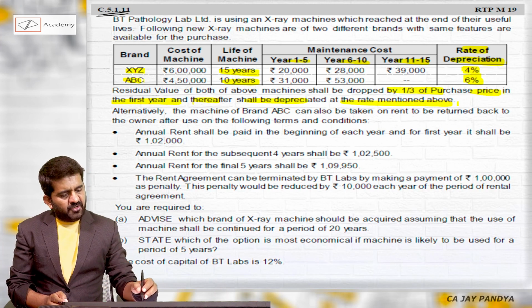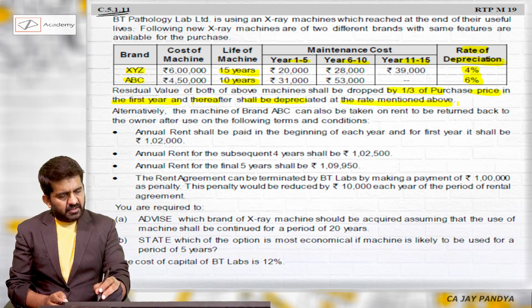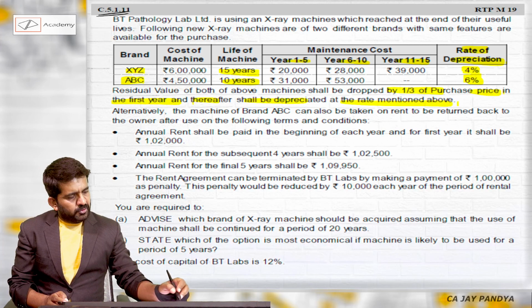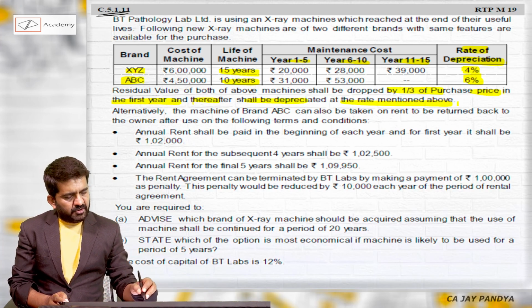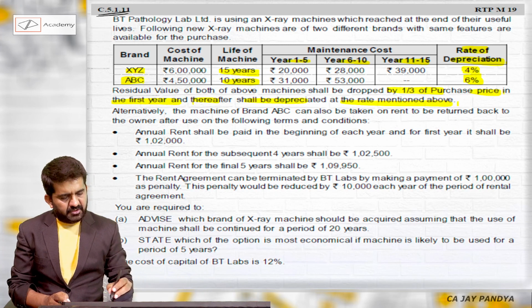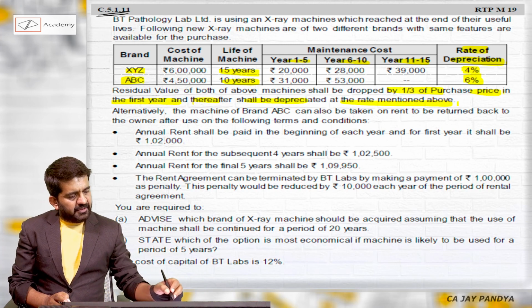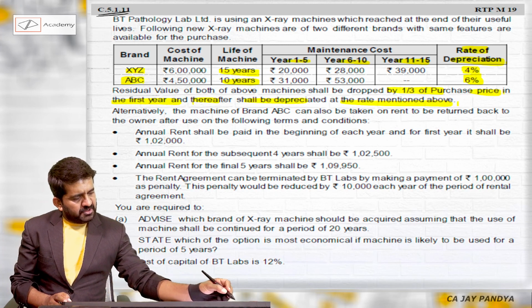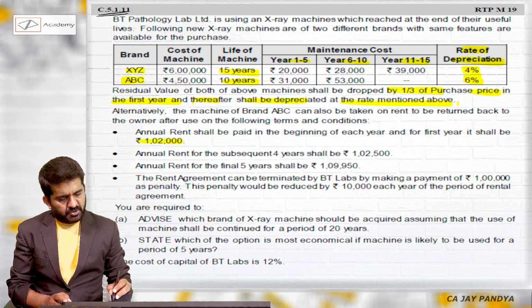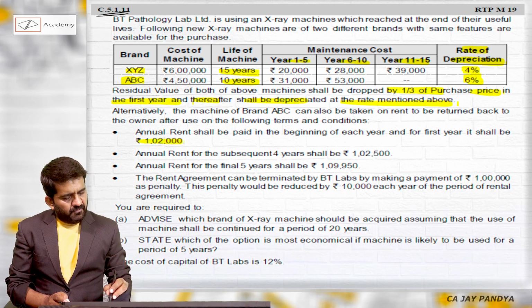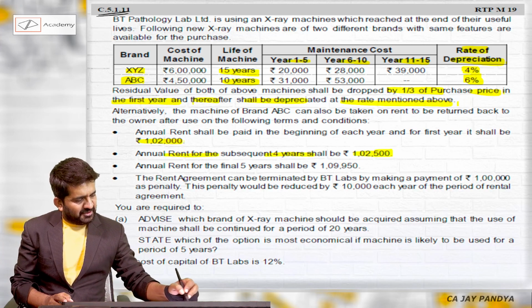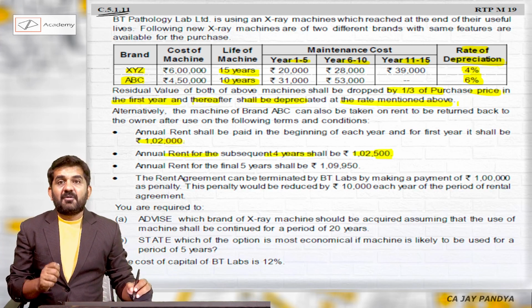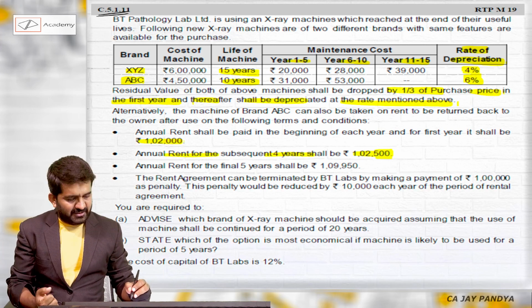Alternatively, the machine of brand ABC, that is the second one, can also be taken on rent, to be returned back to the owner after the use, on the following terms and conditions. Annual rent shall be paid at the beginning of each year, and for the first year it shall be 1,02,000. Annual rent for the subsequent 4 years shall be 1,02,500. So there is an increase of 500 rupees, but for the purpose of calculation we'll have to consider it.